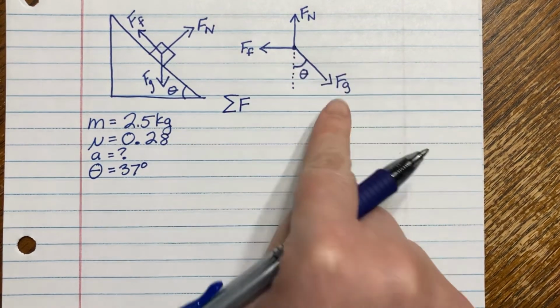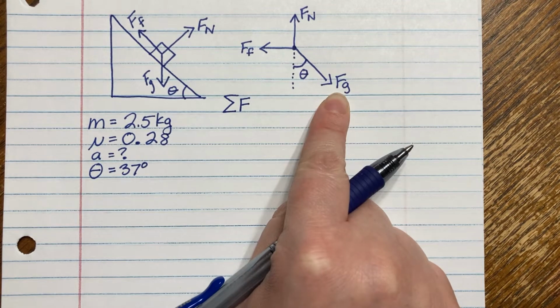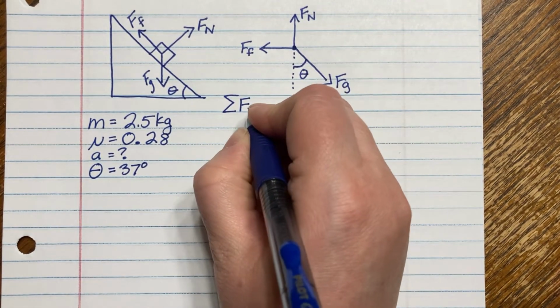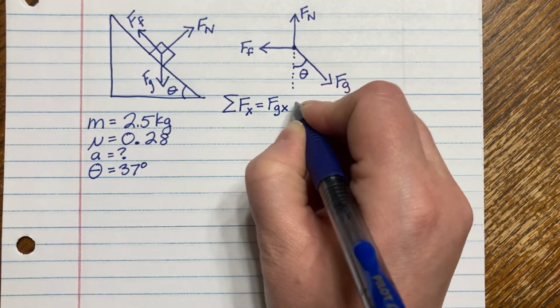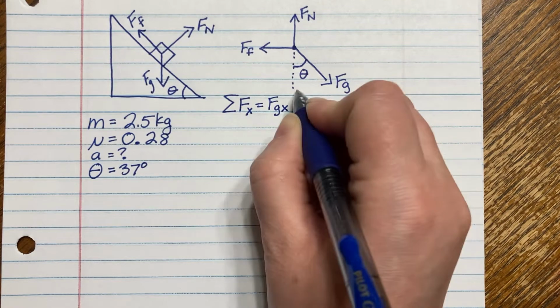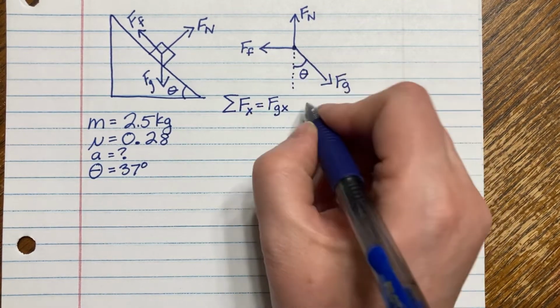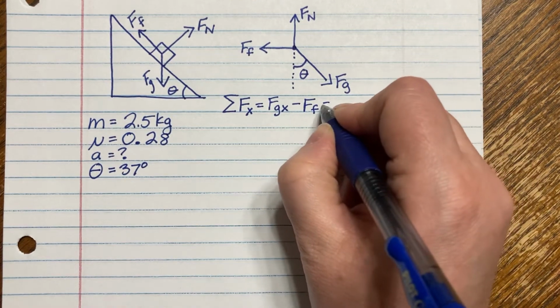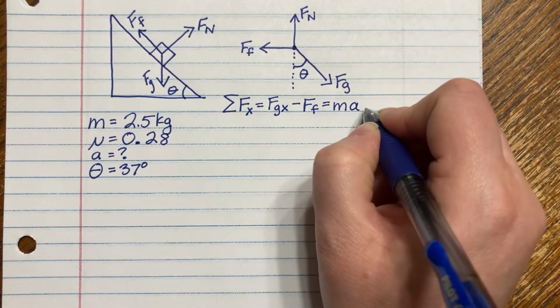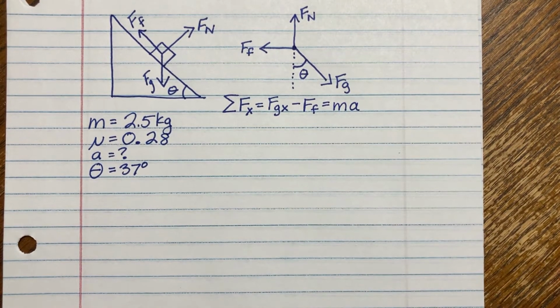Okay, so FG is not in the x or the y, it's in both. So our x equation is going to have FGX, and then we have FF pulling backwards, and that's going to equal MA. Now that is the acceleration that we're actually finding. It's the acceleration down the ramp.